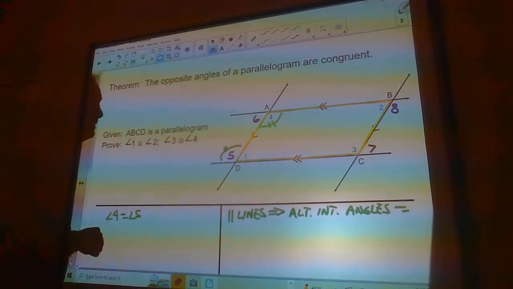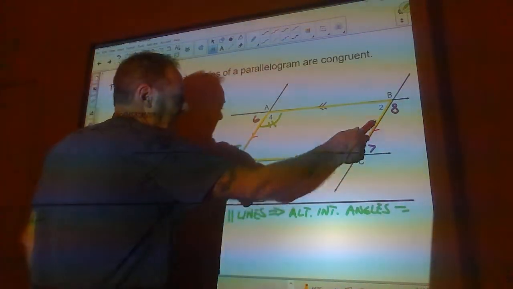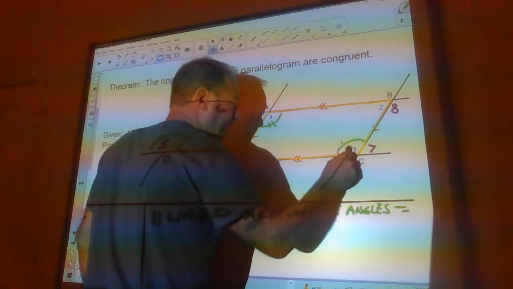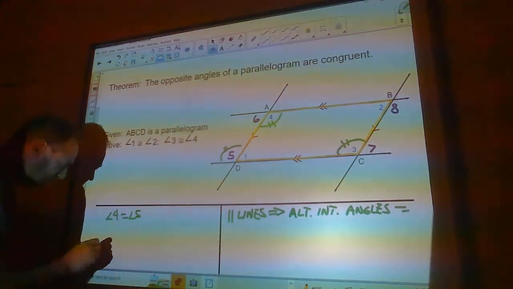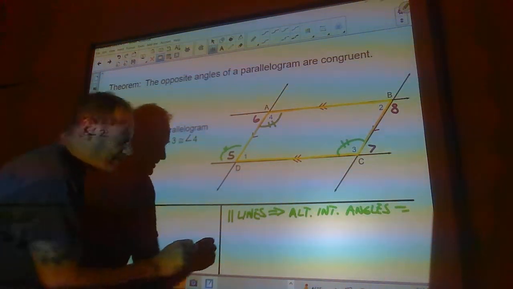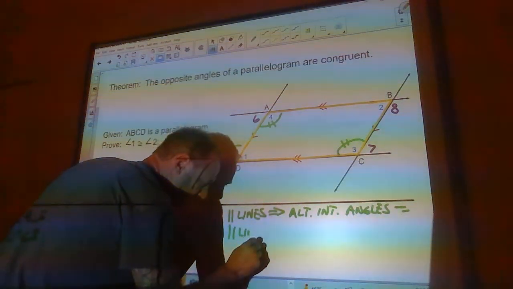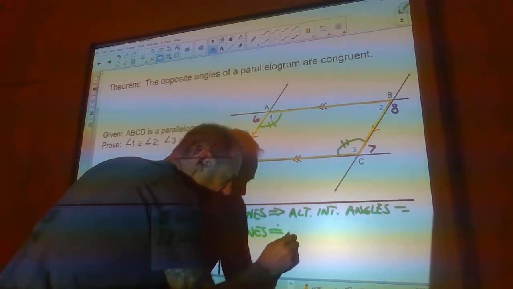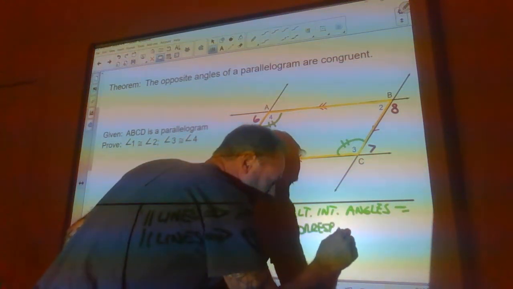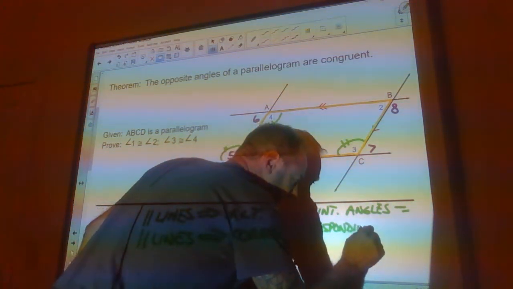Now, I've also got parallel lines here, so that tells me that angle 5 and angle 3 have to be equal. Angle 5 has to equal angle 3 because parallel lines also imply that corresponding angles are equal.